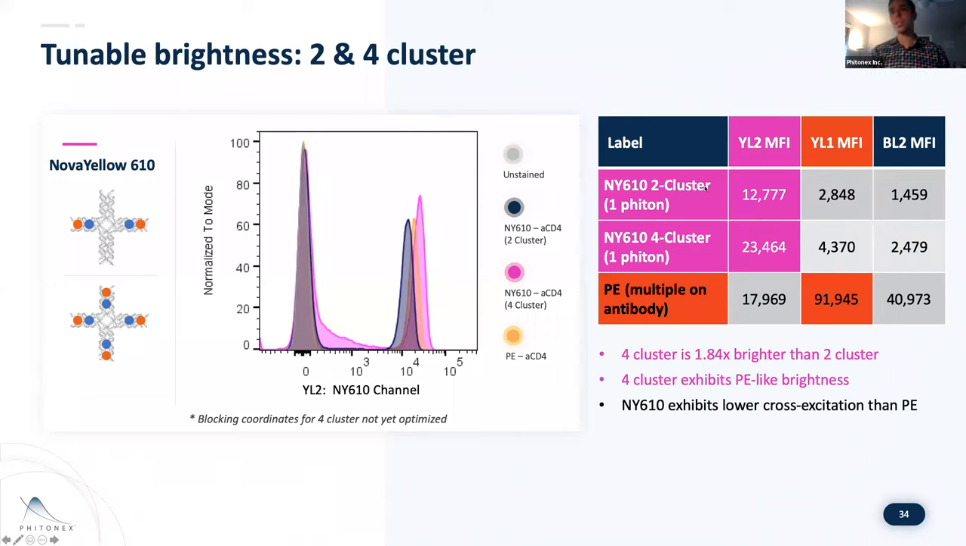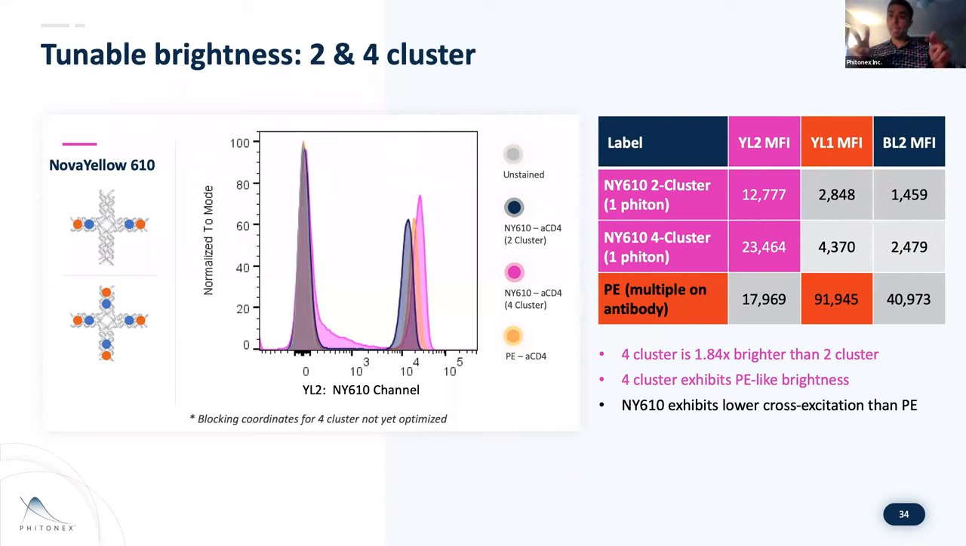So this two cluster, on one phyton, within its primary channel is 12,000, nearly 13,000 on an MFI. Although I would say notably, as you'd expect, very, very clean fluorescing, with very low fluorescence in other channels. And the four cluster is at about 23,000 MFI. And then if you look at PE, which can have anywhere from one to two on an antibody, whereas this is just one phyton on one antibody, it's up at around 91,000. So the four cluster is 1.84 times brighter than the two cluster in flow cytometry.